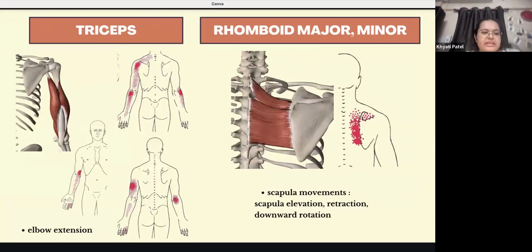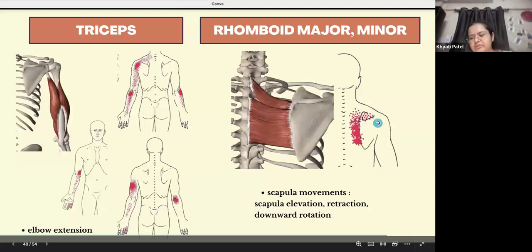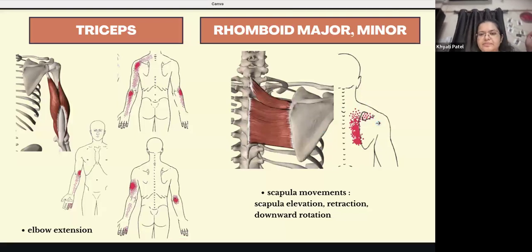Then we come to triceps, which is mainly responsible for elbow extension. This is the pain diagram. So mainly there will be pain in the middle of the back of the arm. You can also have pain in the back of the forearm, radiating up to the posterior shoulder. And then rhomboid minor and major, they help in scapular elevation, retraction, and downward rotation. And this is the pain diagram for the rhomboid TRPs.